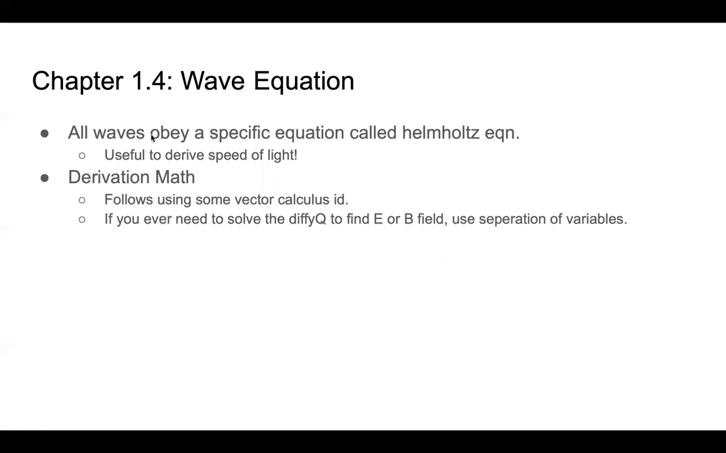I guess all waves obey an equation called the wave equation. Basically, the second derivative with respect to position equals 1 over the speed of the wave squared times the second derivative with respect to time of the wave. This is useful to derive the speed of light, and you can play around with Maxwell's equations and get this wave equation.